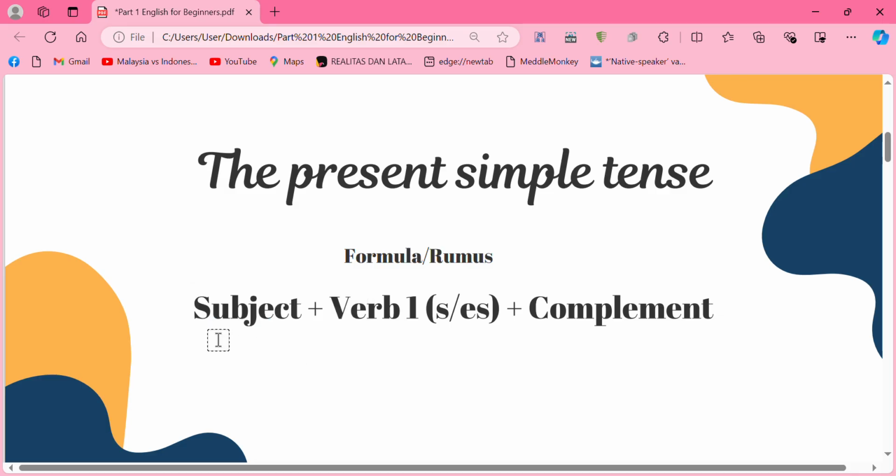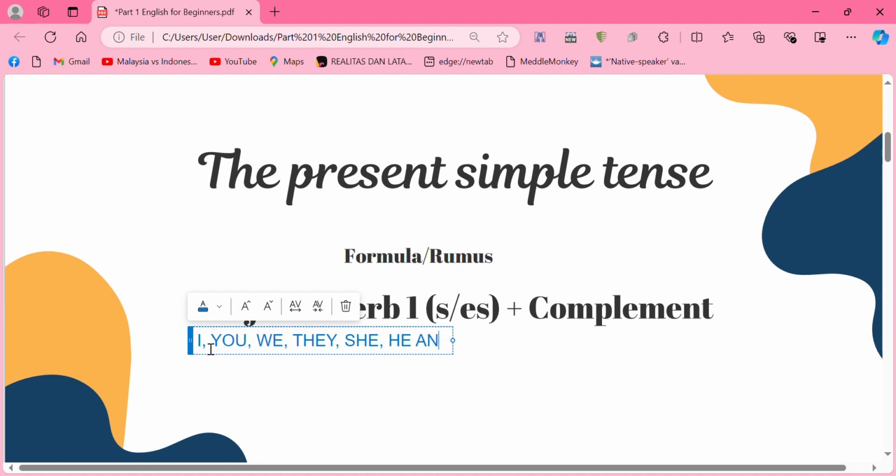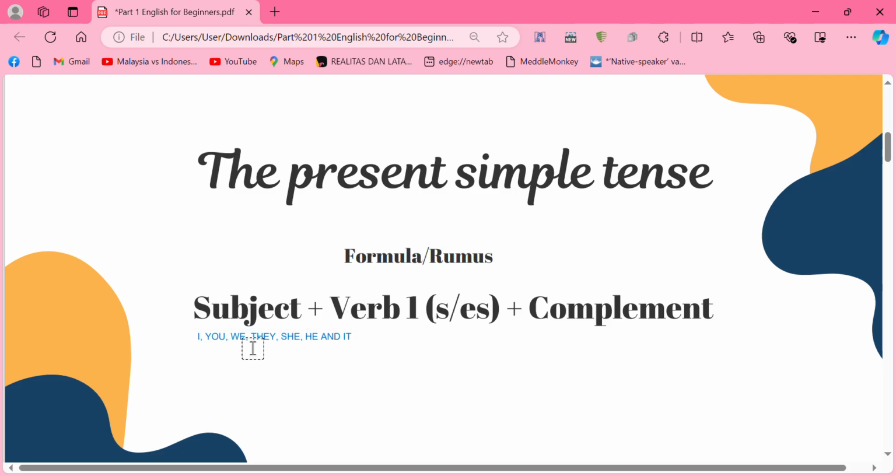Apa saja yang ada, kalian tahu atau kita akan lihat subjek. Subjek ada I, you, we, they, she, he, and it. Ya. Jadi ini adalah contoh. Contoh atau ini adalah subjek ya. Termasuk subjek. Oke.